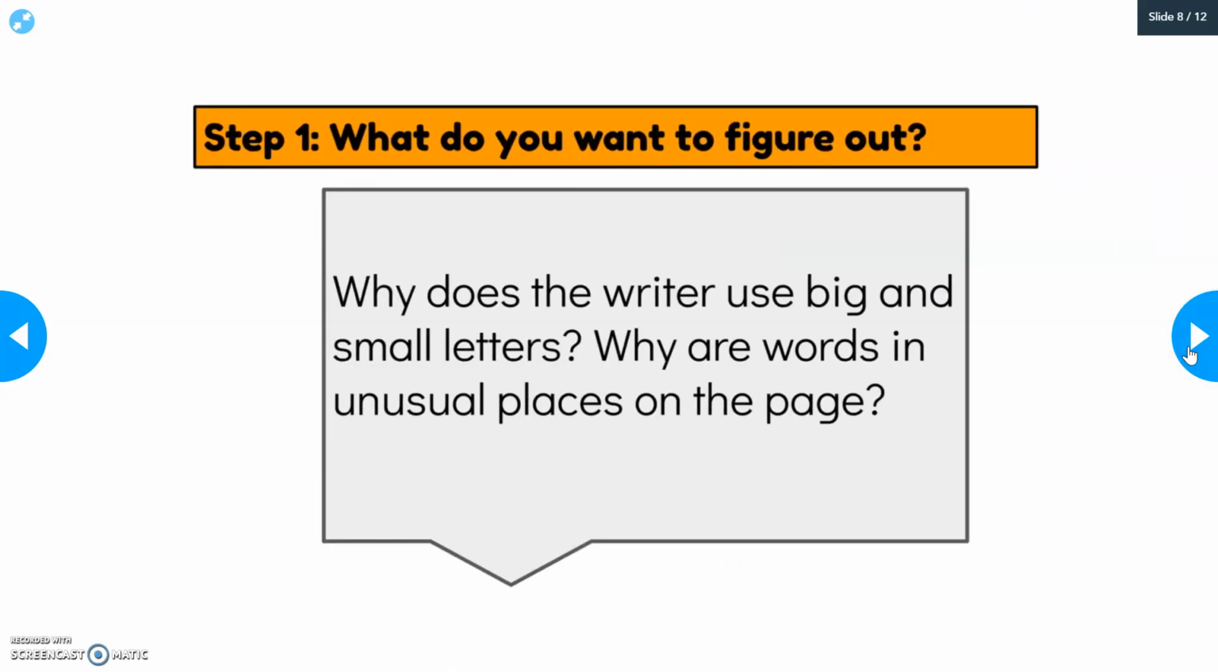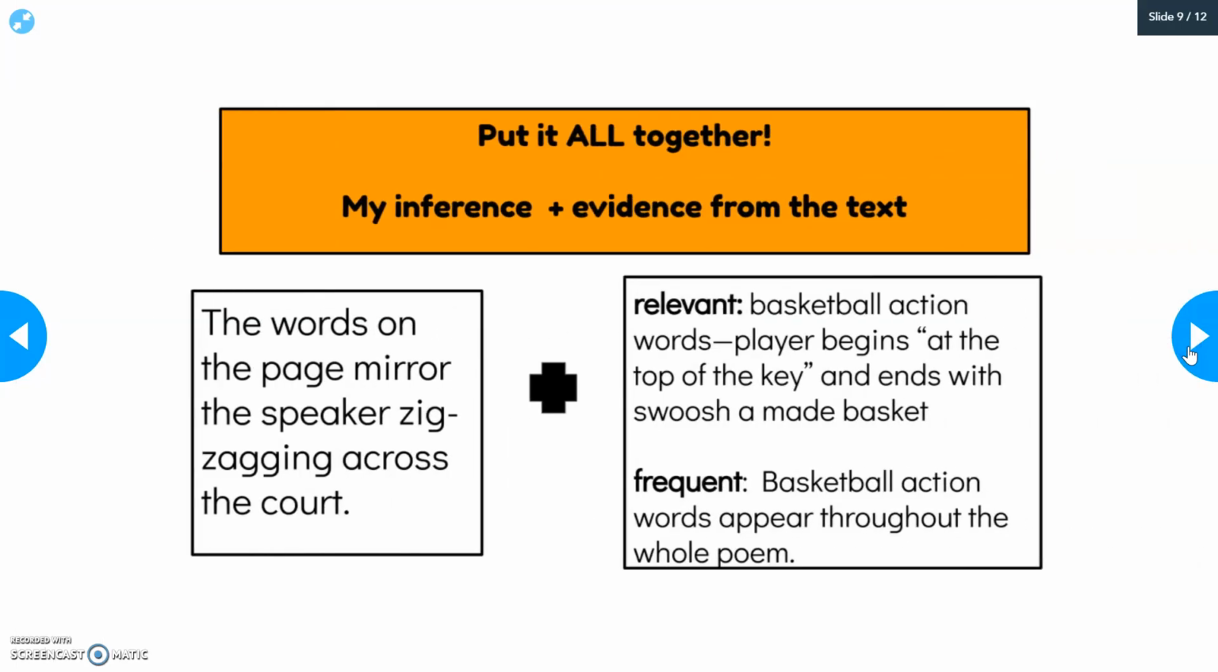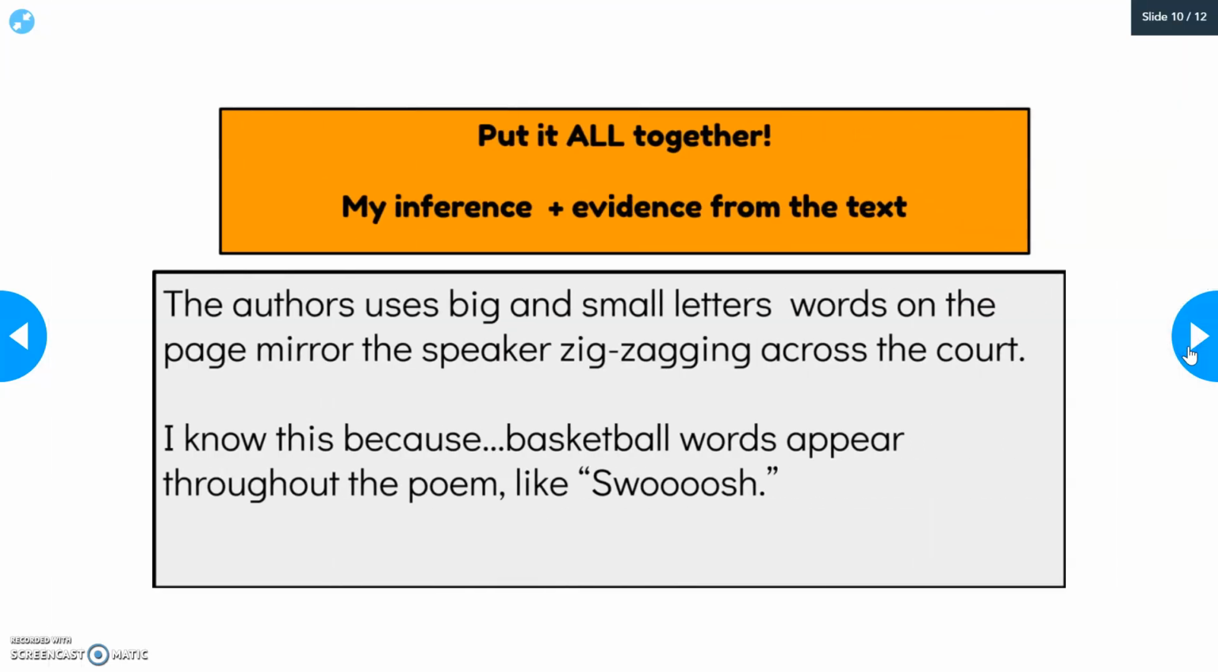Right? And so now I'm going to put it all together and make a college-ready response that I'm going to teach you about later this week called a RACE response. And I'm going to think, why does the writer use big and small letters? Why are words in unusual places on the page? Right? And I am going to put it all together and say the author uses big and small letters, big and small words on the page to mirror Josh zigzagging across the court, right? I know this because, and I'm going to include my evidence, I know this because basketball words appear throughout the poem like swoosh.